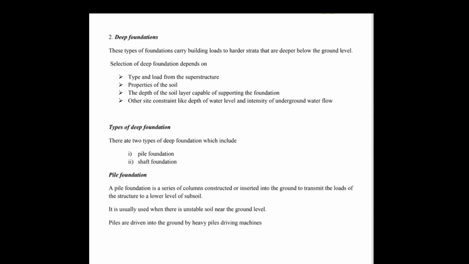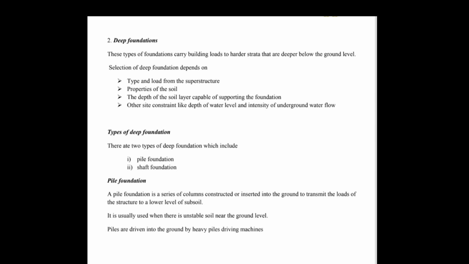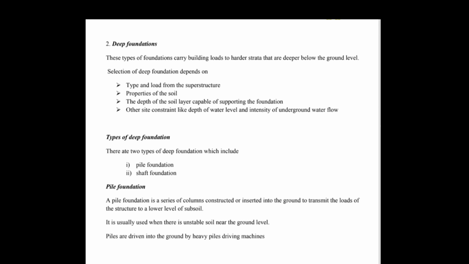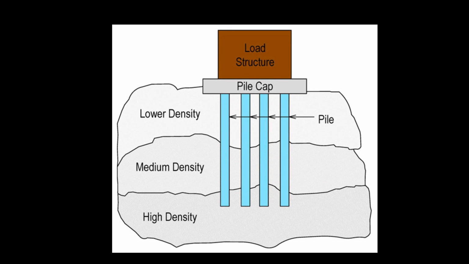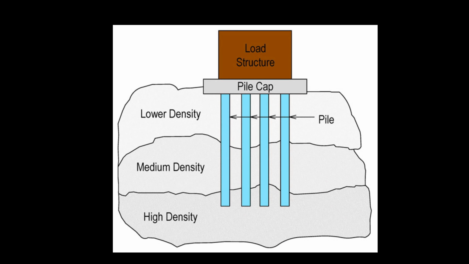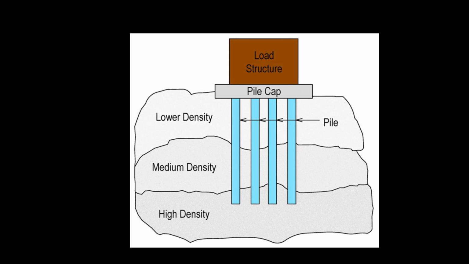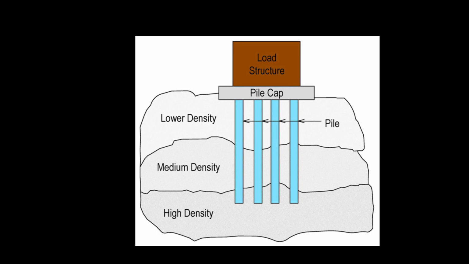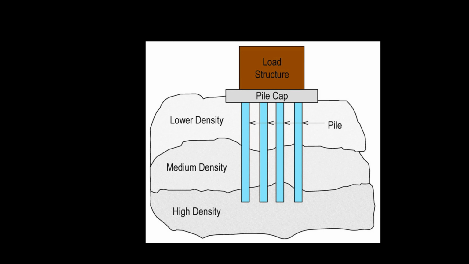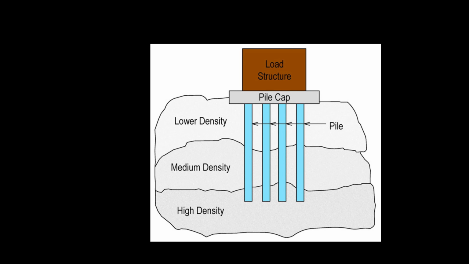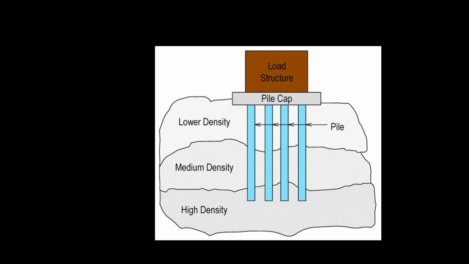2. Deep foundations. These types of foundations carry building loads to harder strata that are deeper below the ground level. Selection of deep foundation depends on the type and load from the superstructure, properties of the soil, the depth of the soil layer capable of supporting the foundation, and other site constraints like depth of water level and intensity of underground water flow. Types of deep foundation: 1. Pile foundation, 2. Shaft foundation.